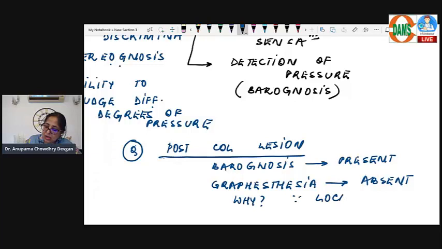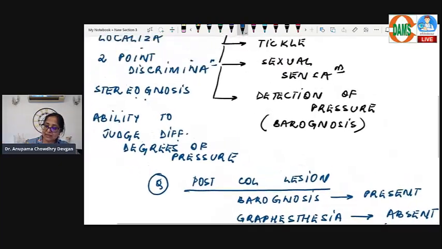Because localization will be lost. Localization is lost, that is what is going to happen. Graphesthesia will be absent because localization will be lost. This is what happens in a posterior column lesion. Okay, so let's see this.